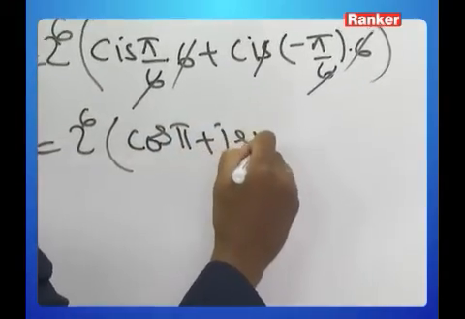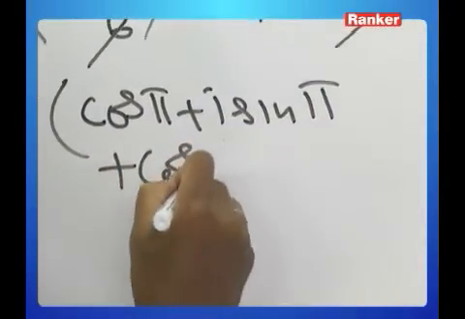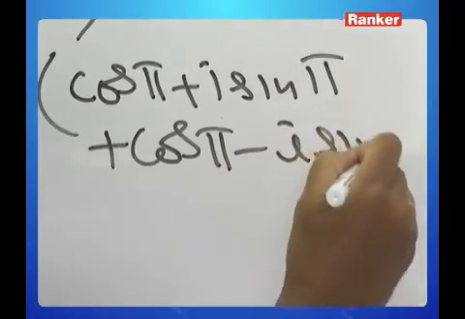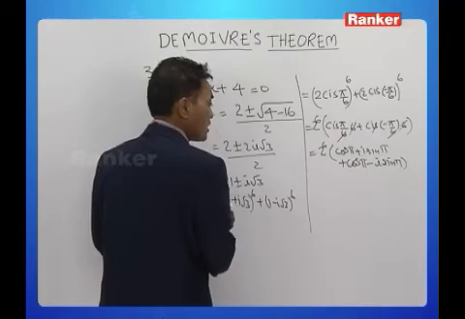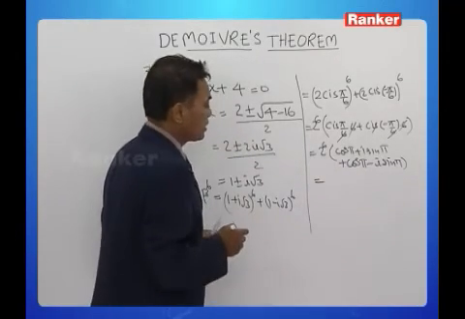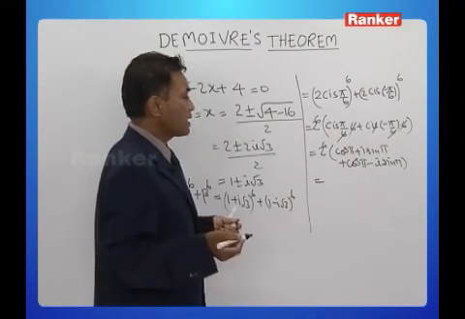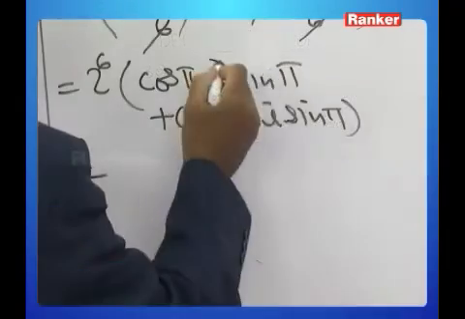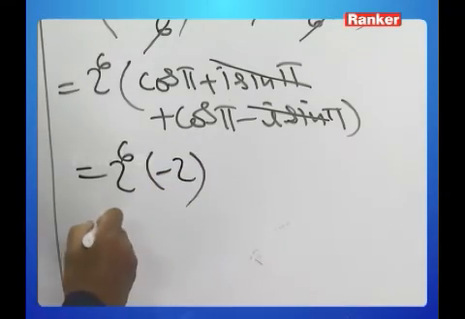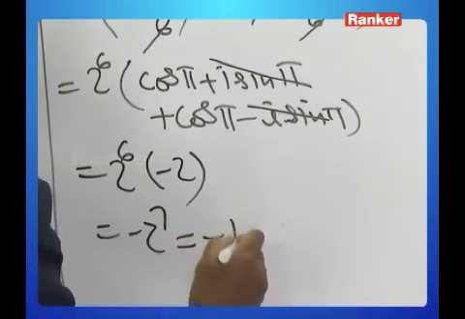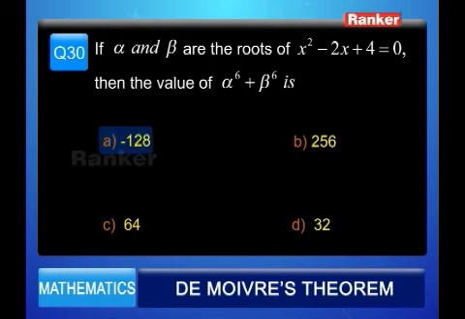cos pi plus i sin pi, and cis minus pi is cos pi minus i sin pi. We know very well cos pi is minus 1 and the other cos pi is minus 1, the i sin pi terms get cancelled. So, 2 power 6 into minus 2, minus 2 to the power of 7, minus 128. The right answer is minus 128, and given option A, it will become minus 128. So, the answer is option A.